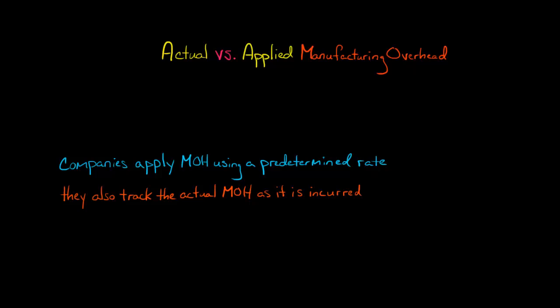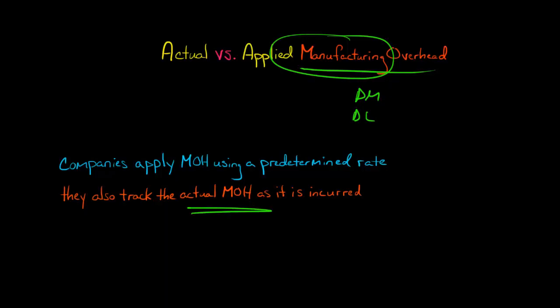In this video, we're going to discuss the difference between actual and applied manufacturing overhead. So if you remember, manufacturing overhead consists of all the manufacturing costs other than direct materials and direct labor. So it's basically a bunch of indirect manufacturing costs. And companies will track the actual manufacturing overhead as it is incurred throughout the period. So for example, if they have real estate property taxes on the factory, stuff like that, they will make journal entries to record the actual manufacturing overhead.